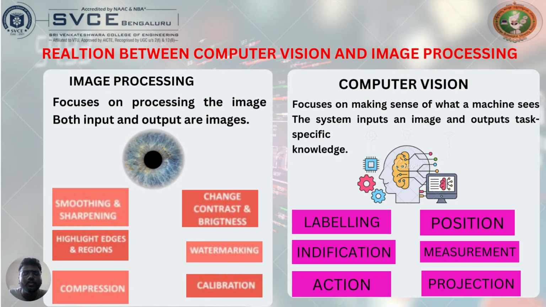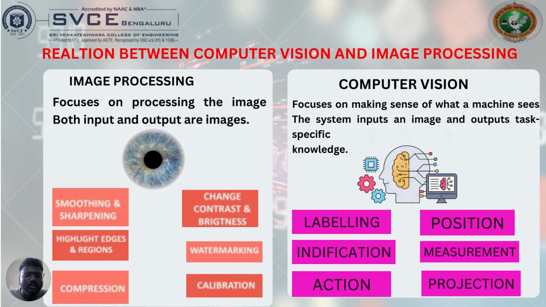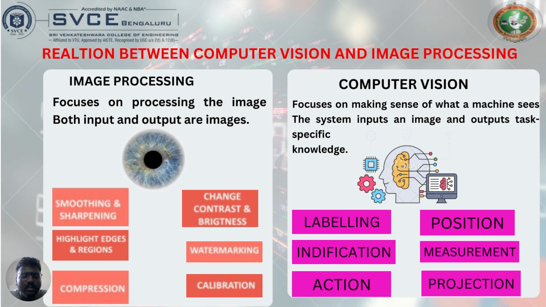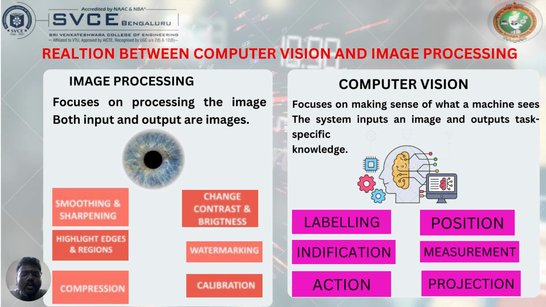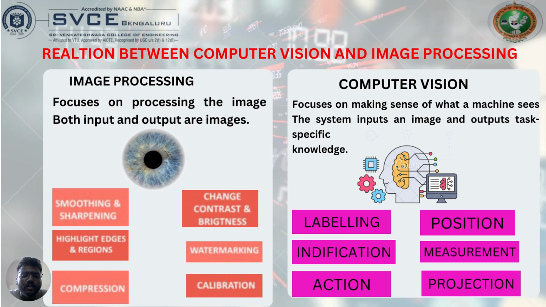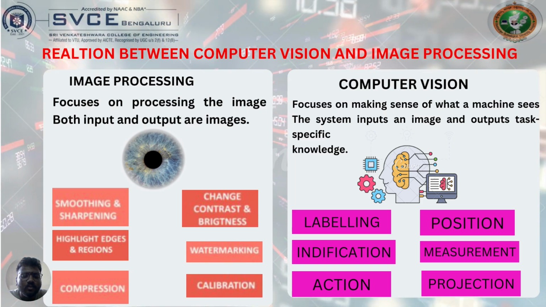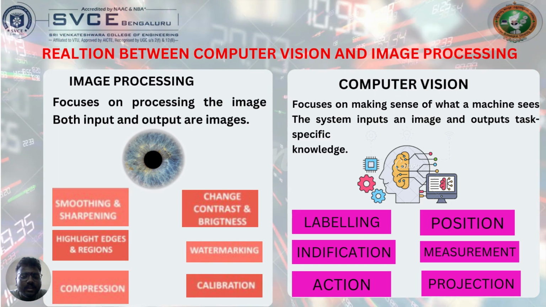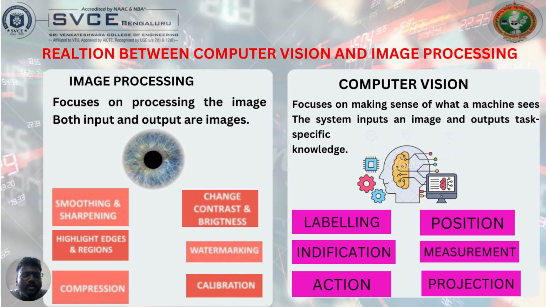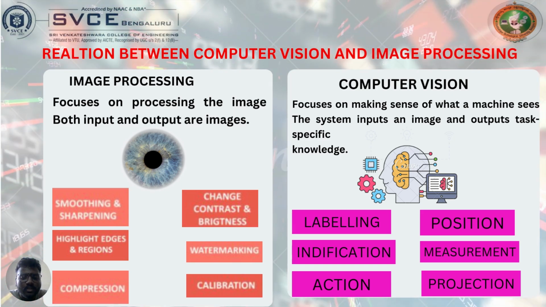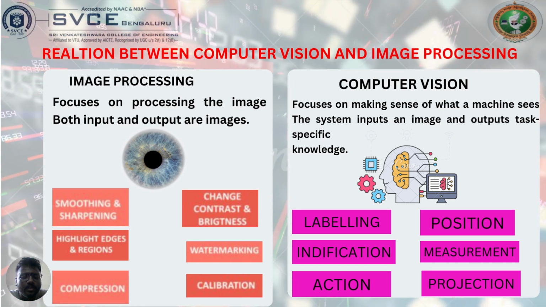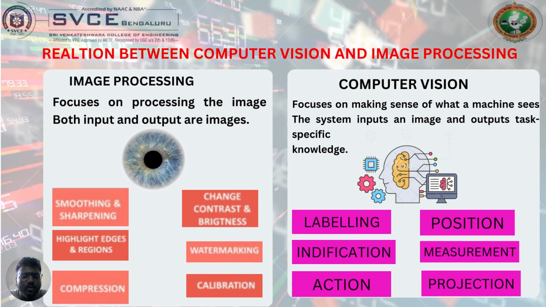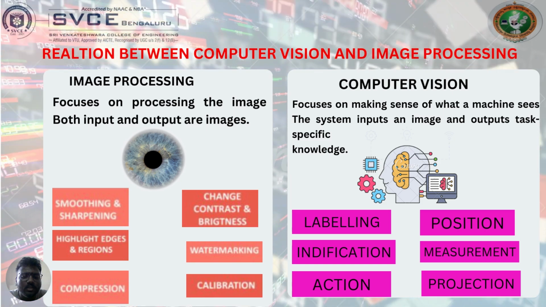Now the relation between computer vision and image processing. Computer vision and image processing are related fields that are often used together to develop advanced image-based technology. While they are related, there is a distinct difference in focus and goals. Computer vision involves the development of algorithms and techniques that enable computers to interpret and analyze images or videos. This involves tasks such as object recognition, image segmentation, and pattern recognition. The goal of computer vision is to enable the computer to understand and interpret visual information in the same way that humans do.